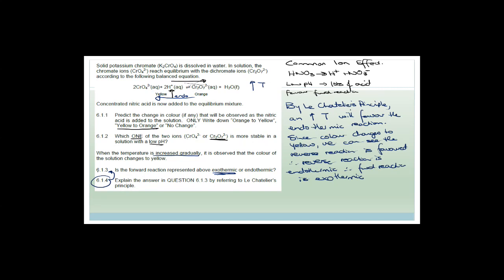Now, please remember that when you write down the answers, you can't write an arrow. You need to say, by Le Chatelier's principle, an increase in temperature will favor the endothermic reaction, etcetera. You can't just write out shorthand. Please don't do it.